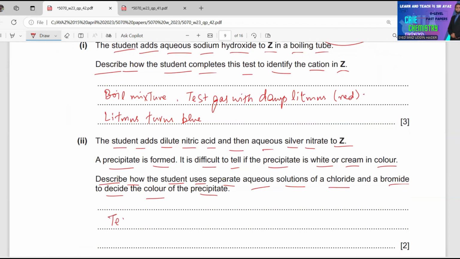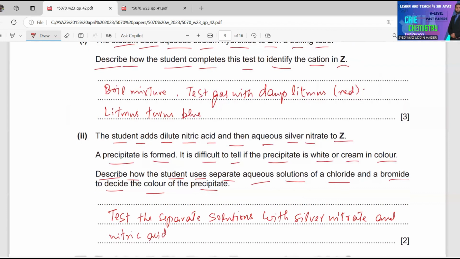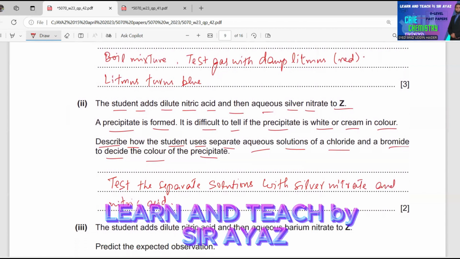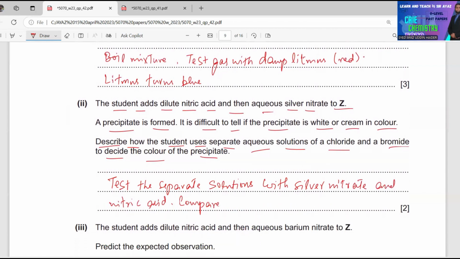Test the separate solutions with silver nitrate and nitric acid. Then compare the color of the precipitate to the color of the precipitate formed.